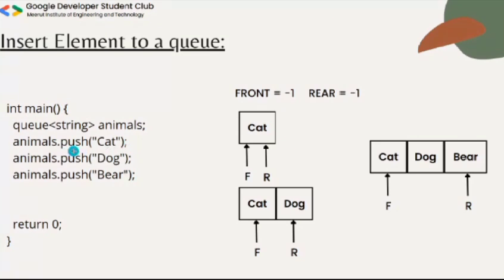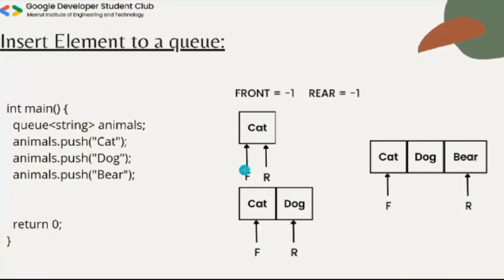And this is how I insert an element. I just use dot push. This is the same way that I inserted elements in stack as well. Yesterday I showed you the code for the insertion in stack. So similarly, I'm using the same push operation. What I'm doing here, this is my queue name, animals.push cat, which means I've inserted the value cat in my queue.